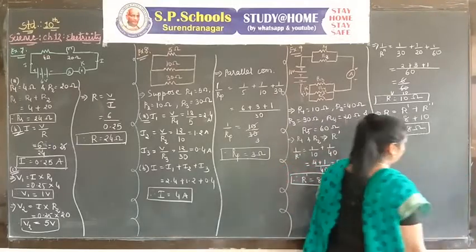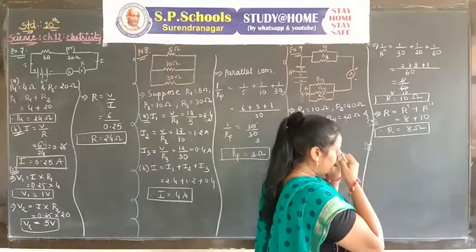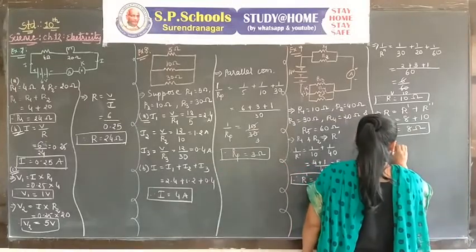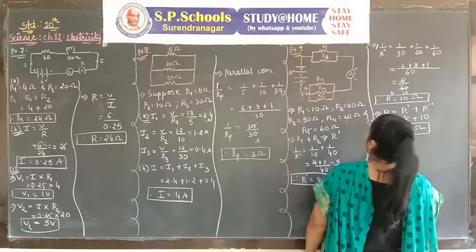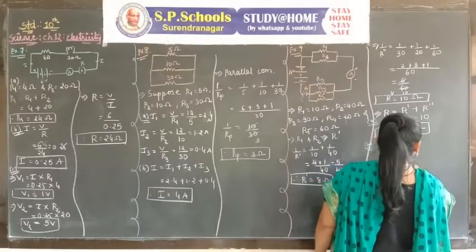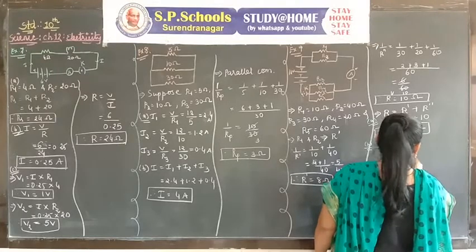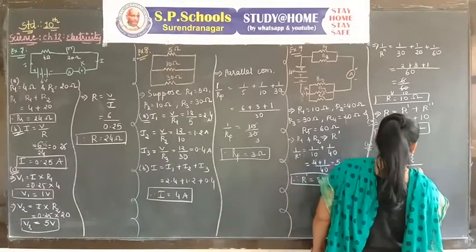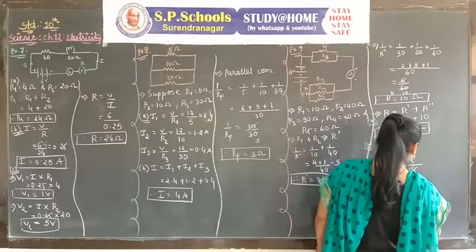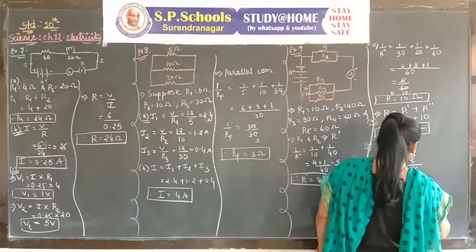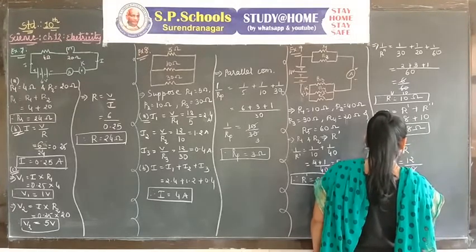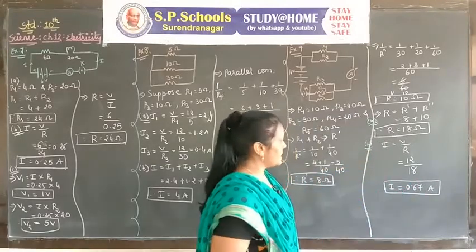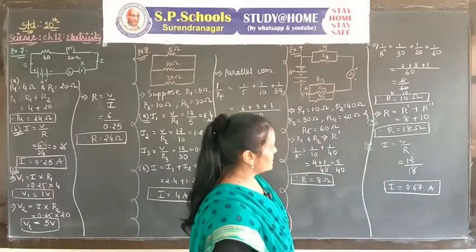What will be the current? We first apply Ohm's law. I is equal to V upon R. The voltage is already 12. We find here 10 plus 8, 18. We find resistance 18. When we calculate them, we get 0.67 ampere. So we have the resistance 18 and current 0.67.